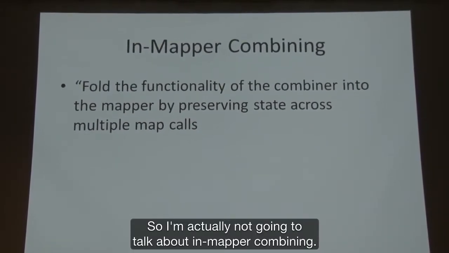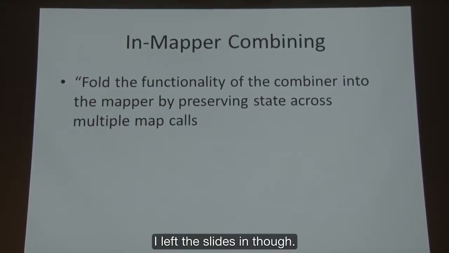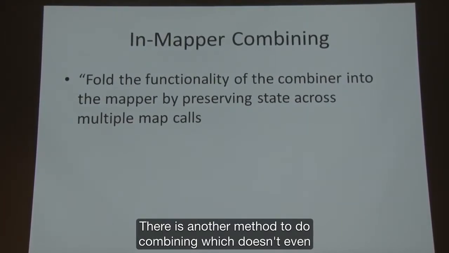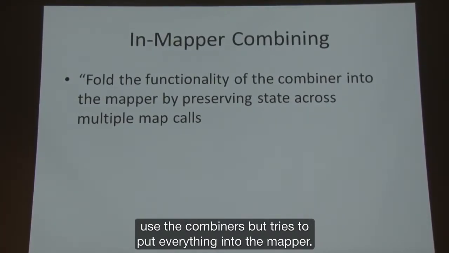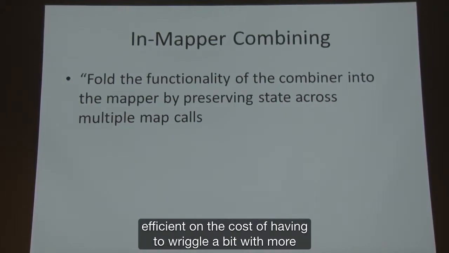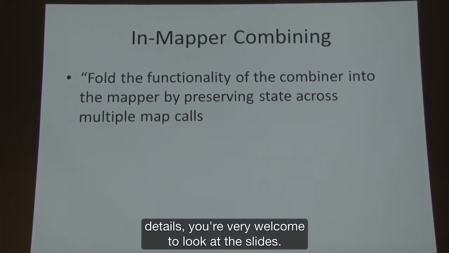So, I'm actually not going to talk about in-mapper combining. I left the slides in, though. There is another method to do combining, which doesn't even use the combiners, but tries to put everything into the mapper. So if you're interested in how to make this maybe even more efficient, at the cost of having to wiggle a bit with more details, you're very welcome to look at the slides.